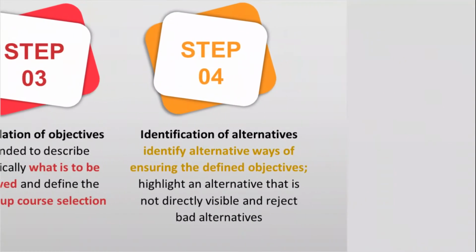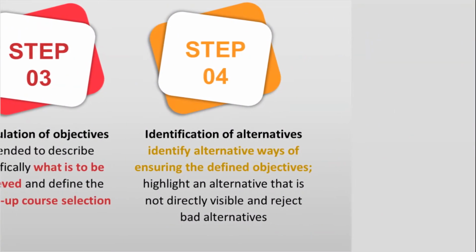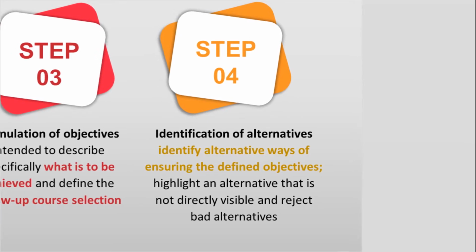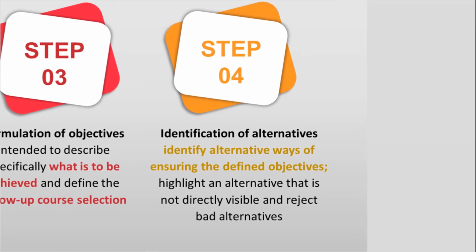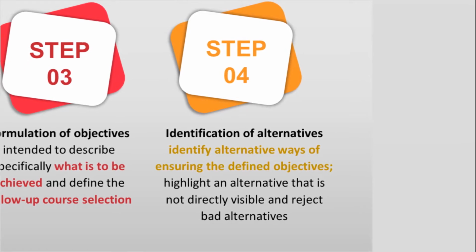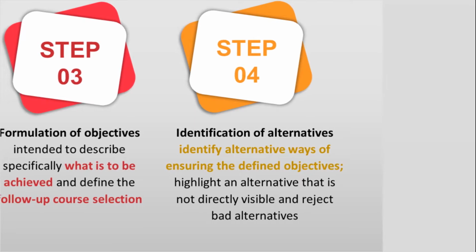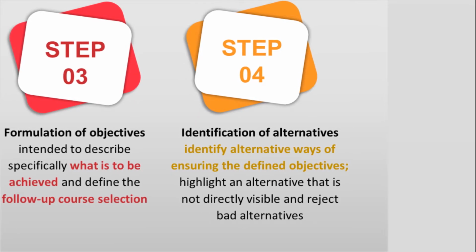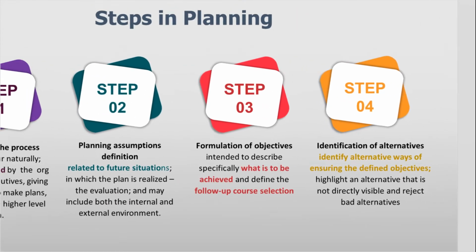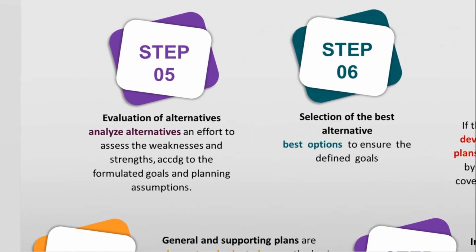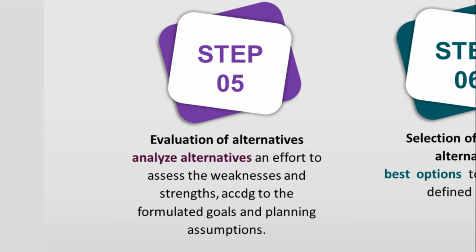In this step, it is important to identify alternative ways of ensuring the defined objectives. It is always recommended to highlight an alternative that is not directly visible. However, already at this step, it is advisable to reject obviously bad alternatives that would save time in the alternatives analysis phase. Next is Step 5, which is the evaluation of alternatives.